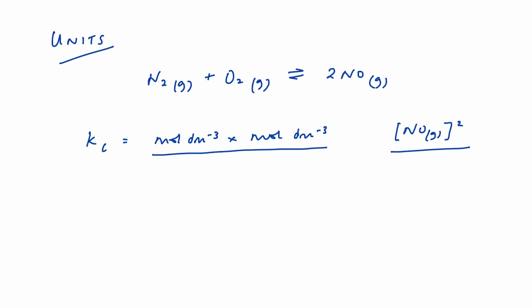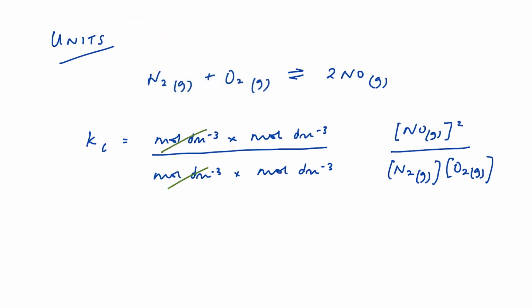The bottom half was the nitrogen and the oxygen. So again, mole per decimeter cubed for the concentration of nitrogen, multiplied by mole per decimeter cubed for the concentration of oxygen. And hopefully we can see that they just cancel out, which is why Kc has no units. However, this is not always the case. Let's have a look at the reaction between nitrogen and hydrogen, the Haber process. I'm sure we're all familiar. Making ammonia.